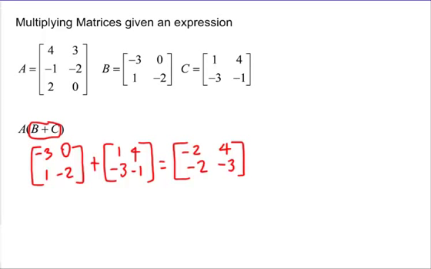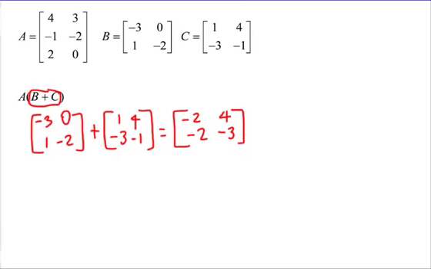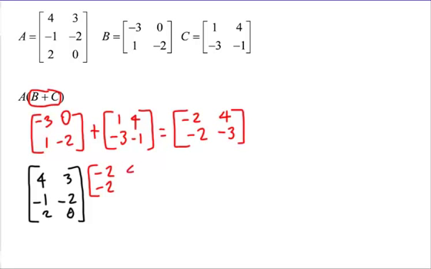Alright. And then once we've got this part down, now we can do the multiplication. And we take this first guy. Order is important when multiplying a matrix. Times this guy. And multiply by row and column.